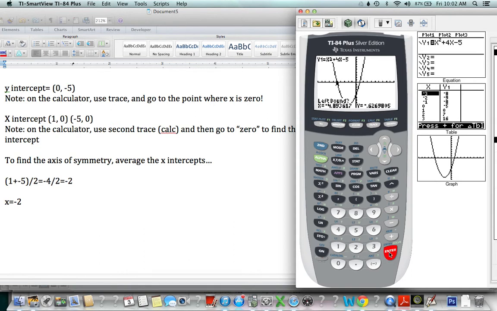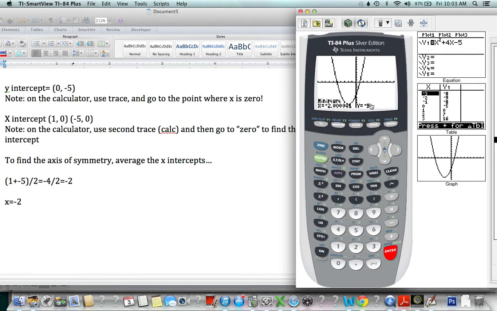press enter, and we get the same kind of questions, left bound, right bound. So make sure you're to the left of the minimum, which we are, so we can just press enter. Then scroll when it says to the right, so go to the right, and anywhere to the right is fine, so press enter. And now it says guess, so go to the minimum point or as close as you can get to it and press enter.